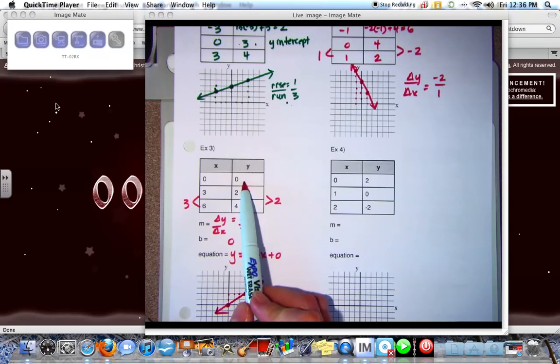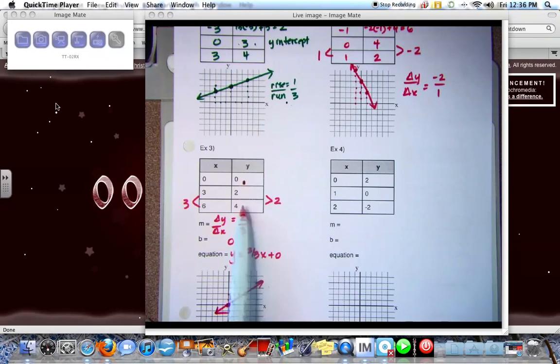So have I graphed the point 0, 0? Have I graphed the point 3 and 2? Okay. So do we think the point 6 and 4 is going to fall on this line as well? If I count over 1, 2, 3, 4, 5, 6, and up 1, 2, 3, 4, it should fall right on that point. So do I have the correct equation for this line? Yep.